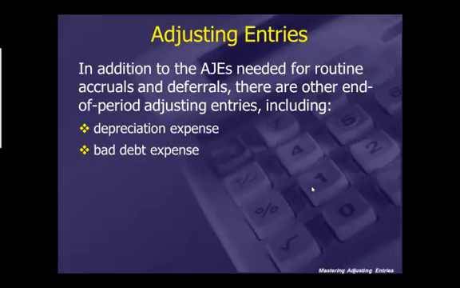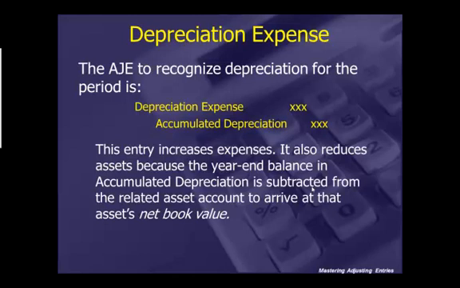Alright, in addition to the adjusting entries needed for routine accruals and deferrals, there are other end-of-period adjusting entries that need to be made. One of them includes the depreciation expense, the other the bad debt expense. So we need to take a look at these.